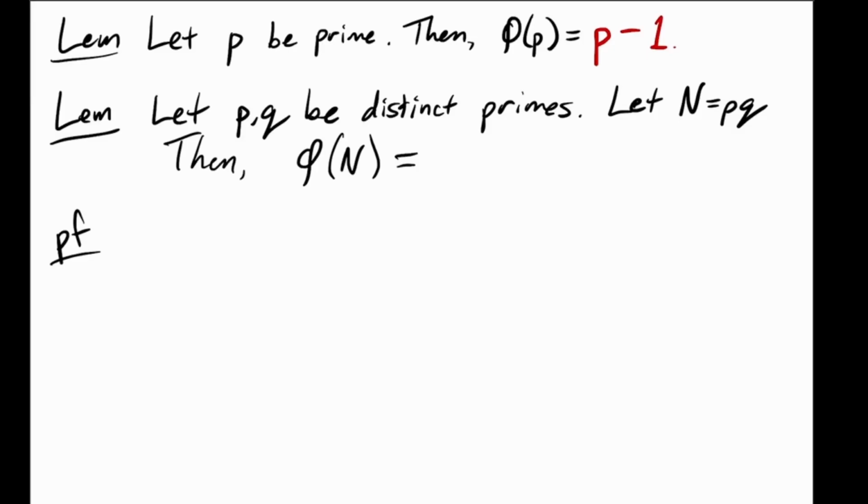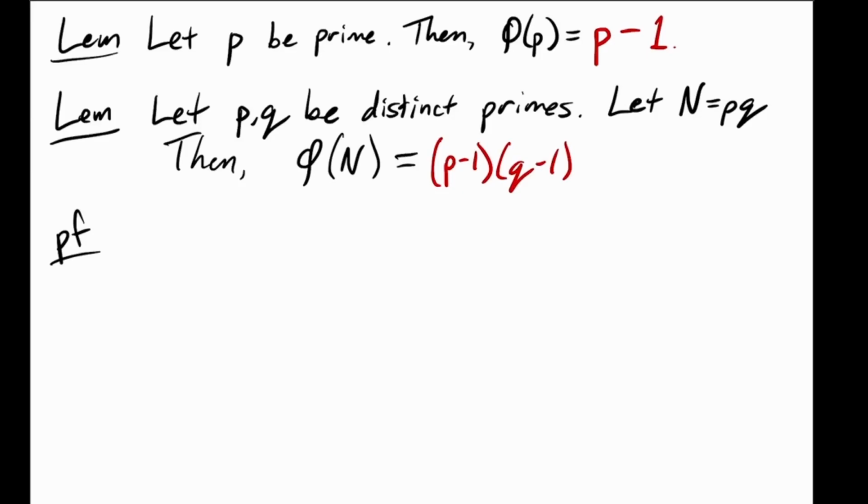Now the case we're interested in for RSA is going to be the case where n, the modulus, is the product of two distinct primes. So we have p and q, and n is just equal to their product. So in this case, phi of n is equal to p minus 1 times q minus 1. All right, how do we prove that fact? Well, we're looking for all the numbers coprime to n.